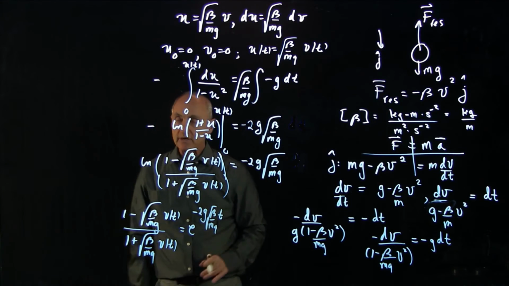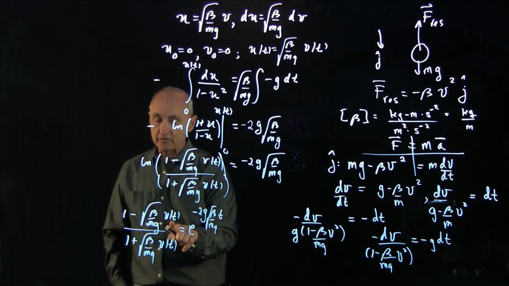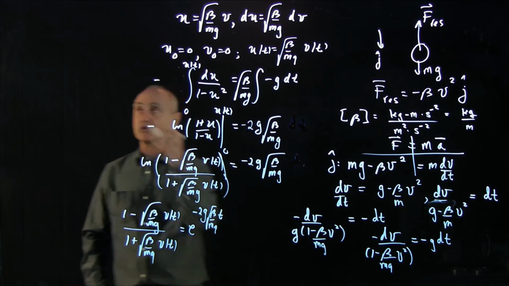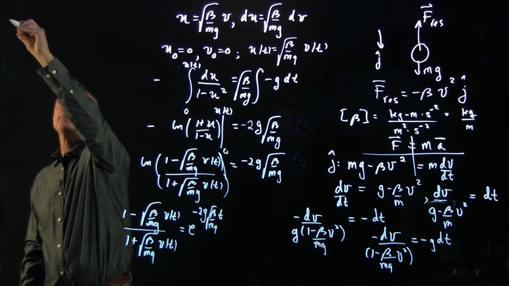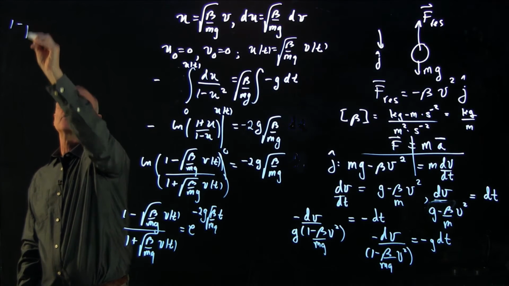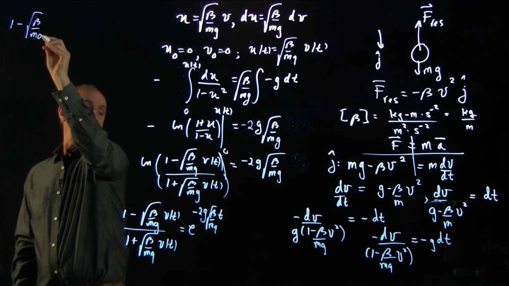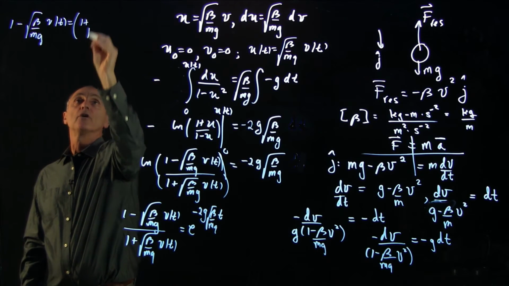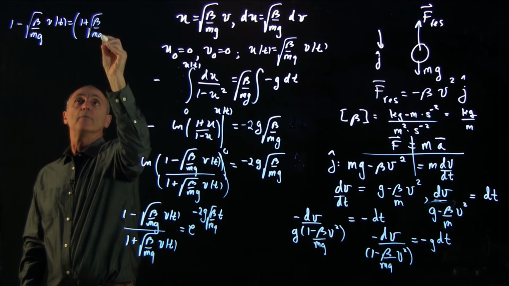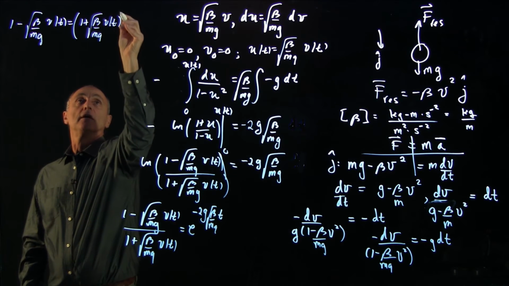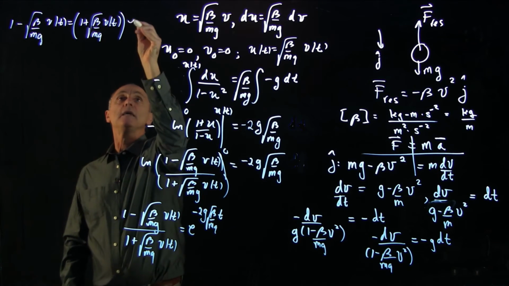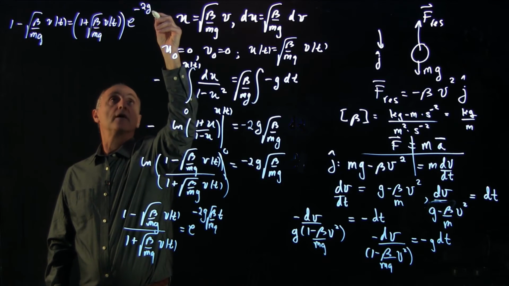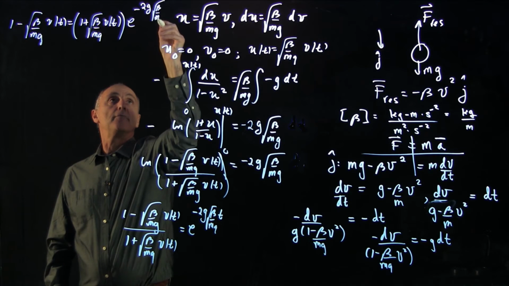OK, now this is a little bit of algebra. I want to solve for v of t. If I bring this side over to there, I'll just do that to make the first step a little simpler to see. So we have 1 minus square root of beta over mg v of t equals 1 plus square root of beta over mg v of t times e to the minus this factor, 2g square root of beta over mg, t.